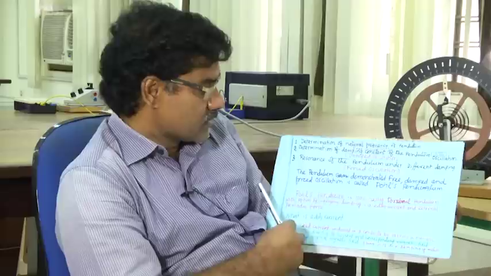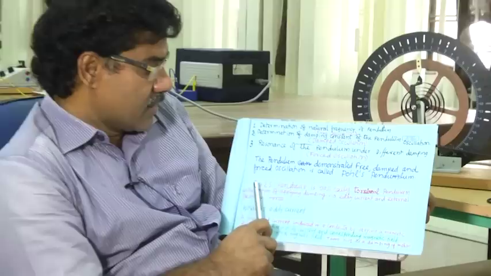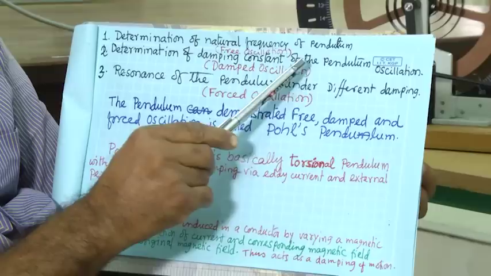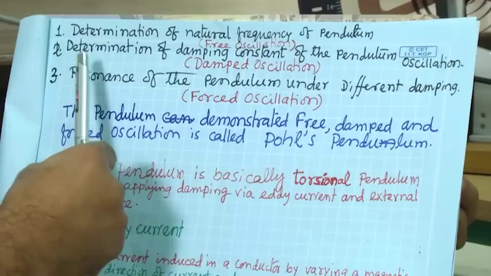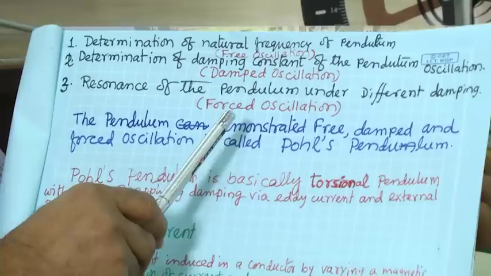Using this pendulum, we will determine the natural frequency of the pendulum, we will determine the damping constant of the pendulum oscillation, and we will study the resonance of the pendulum under different damping conditions. I think this term may be new to you, eddy current. What is eddy current?